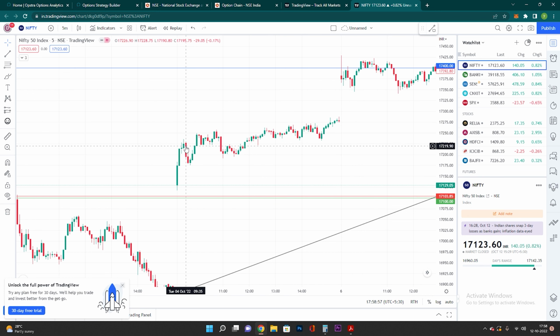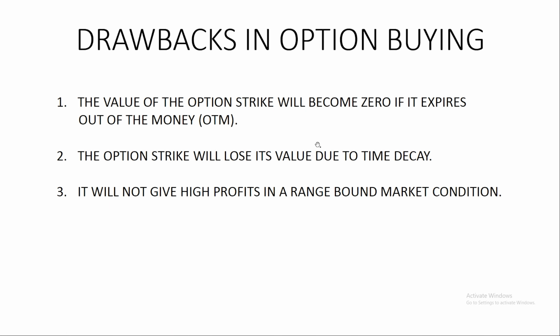It does not give a heavy movement either upside or downside, so the premium will be reduced. This is bad for the option buyer, and it will not give profits in a range bound market. So these are the main drawbacks for option buyers.